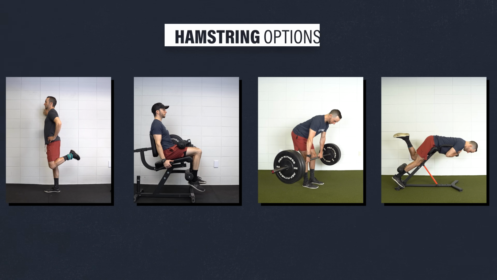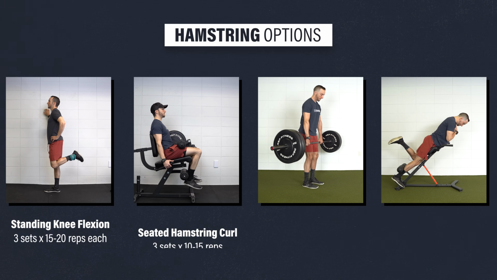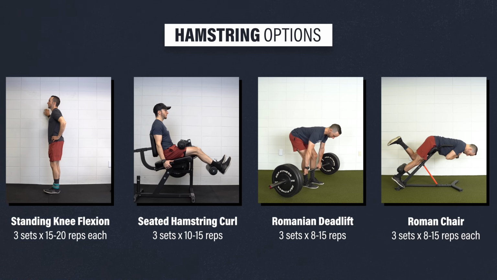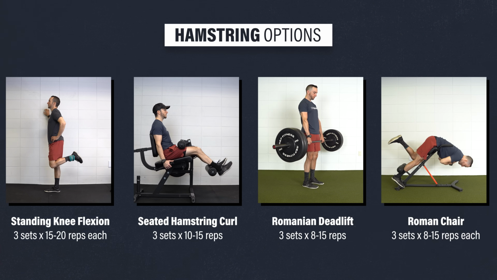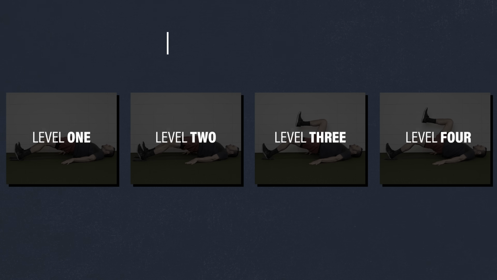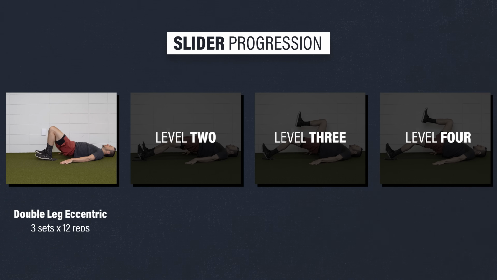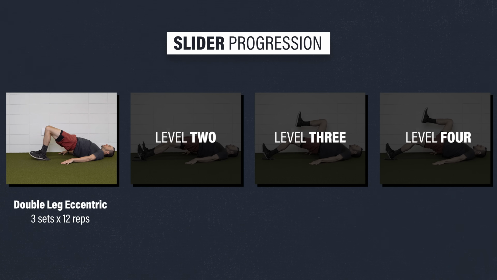For the hamstrings, you can perform knee bent or straight variations, such as standing knee flexion with an ankle weight, seated hamstring curls, a Romanian deadlift, or Roman chair variations. Another option I like is this slider progression. Start with a double leg eccentric slider. Bridge up and slowly straighten your knees.